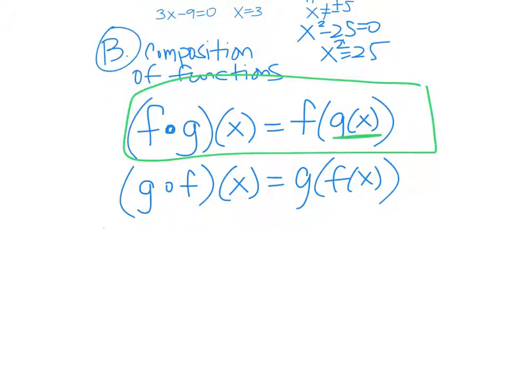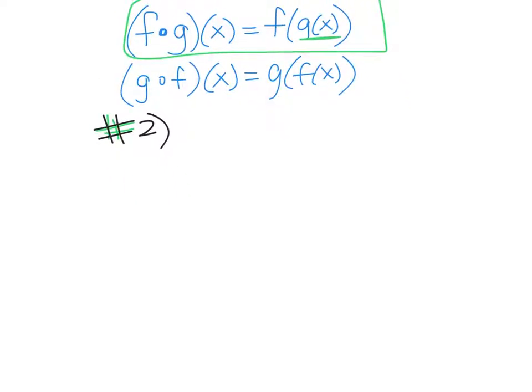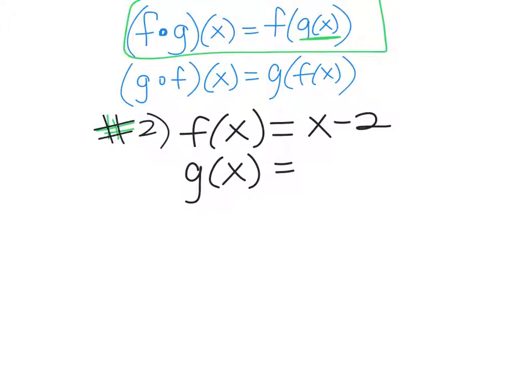Here we go. Number, what are we on? Like 2? 4? 5? 3? Okay. All right, so here we go. Let's say that F of X is X minus 2, and G of X is X squared. So F of X is a line and G of X is a parabola. And what I want to do is find out what F of G of 4 is.